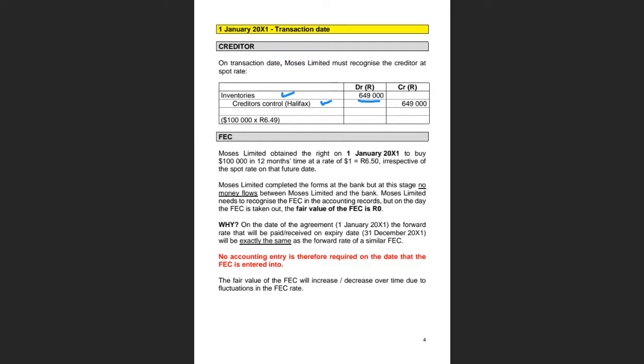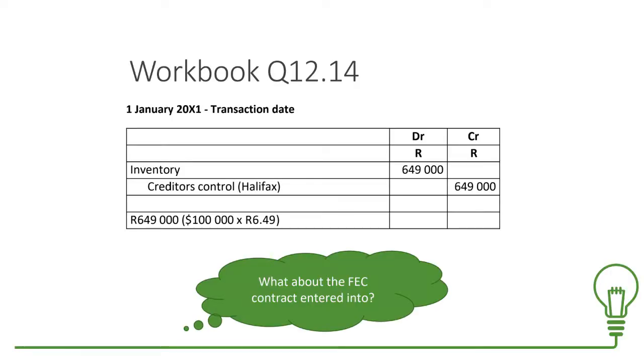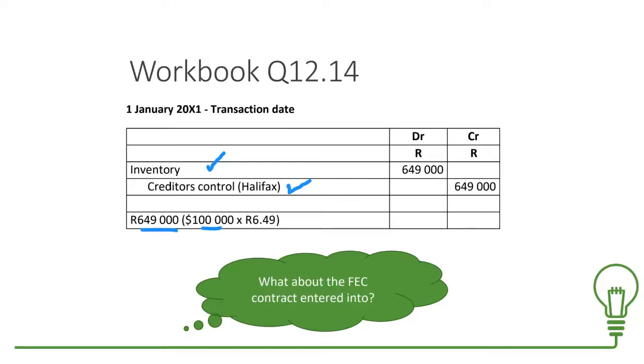In fact, let's just switch quickly back to the slides, because I've reproduced all of this for you on the slides to make it easy. So this is the same journal entry. We recognize the inventory, and we recognize the creditor at 649, and we get that by taking the $100,000 multiplied by 6.49.